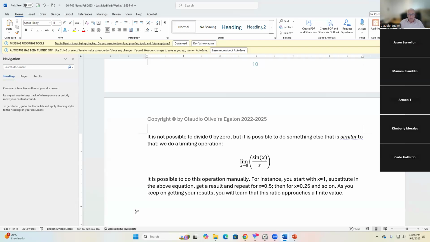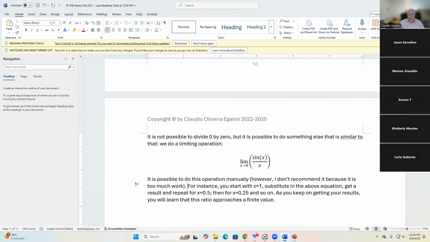We can do this operation, by the way, with Excel. It's possible to do this operation manually. However, I don't recommend it because it is too much work. There's a better way of doing this operation, right? So what would be the manual procedure, right?